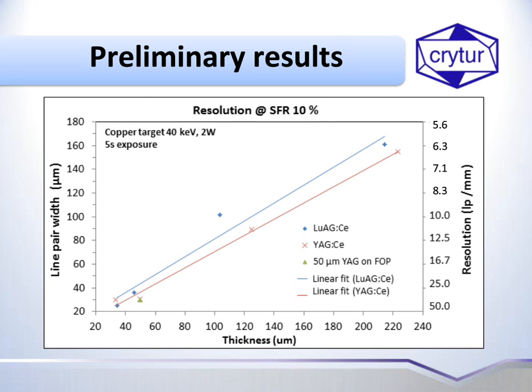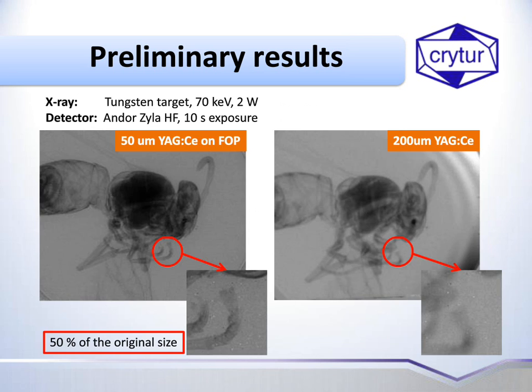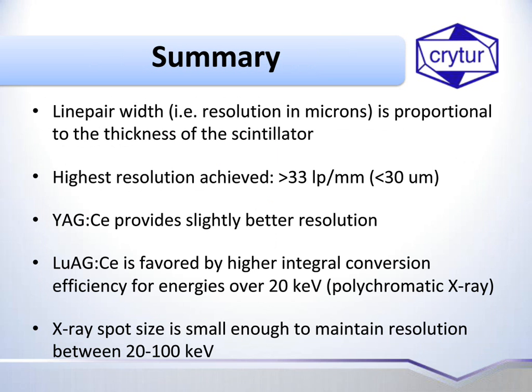But we actually have to confirm that we use polychromatic radiation, so it means that it's absorbed in different thicknesses. By this, LuAG is actually favored by higher integral conversion efficiency for energies over 20 keV, which is due to the polychromatic X-ray source. Thus, you will have a higher signal on the image.